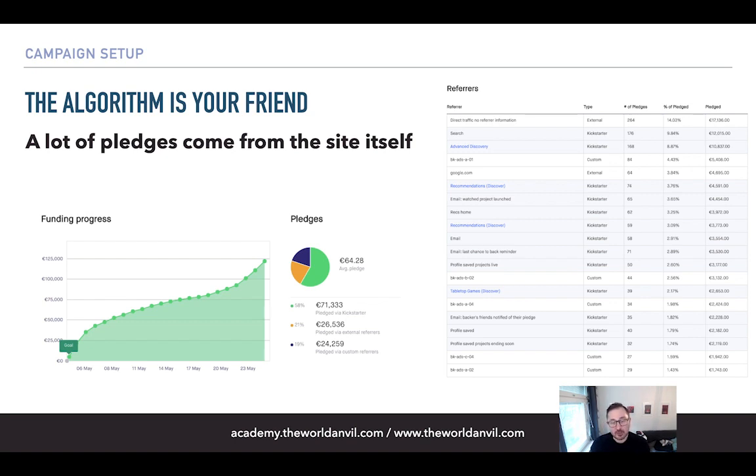Of course, the rest was done in different ways, and 21% is external referrers. That can be anything from links on a forum to newsletters to things like that. And then 19% pledged via custom referrers, which are most likely the ads we were running at the time.